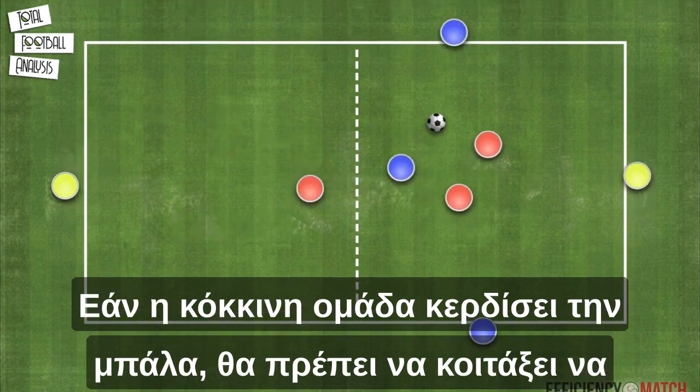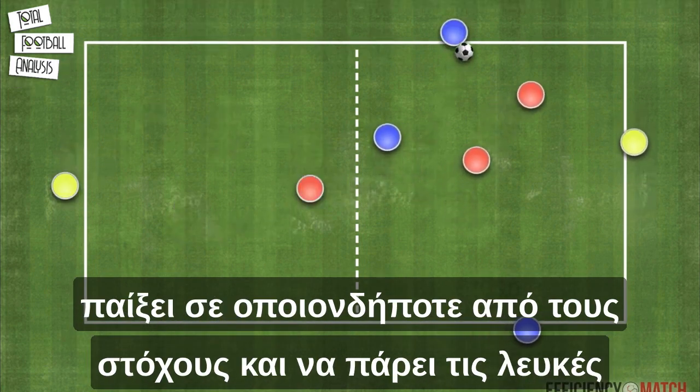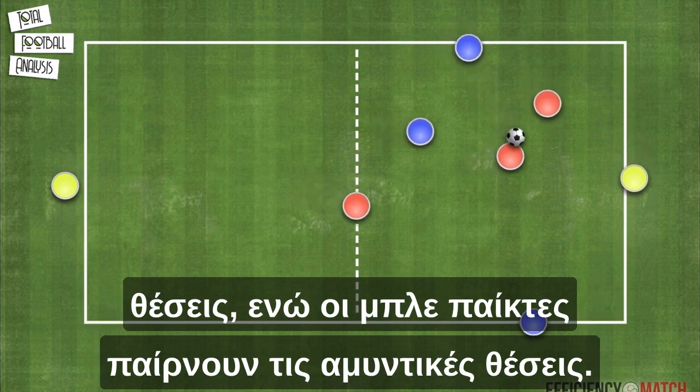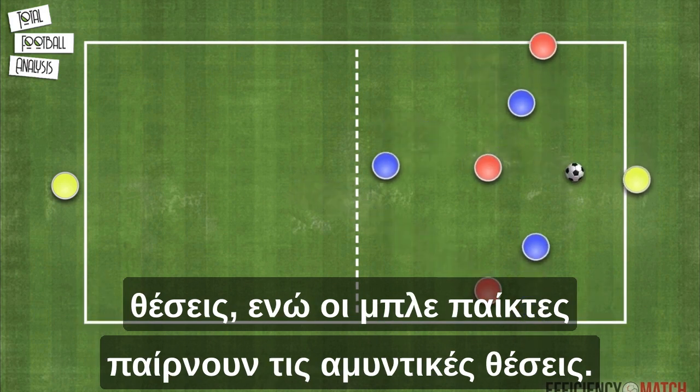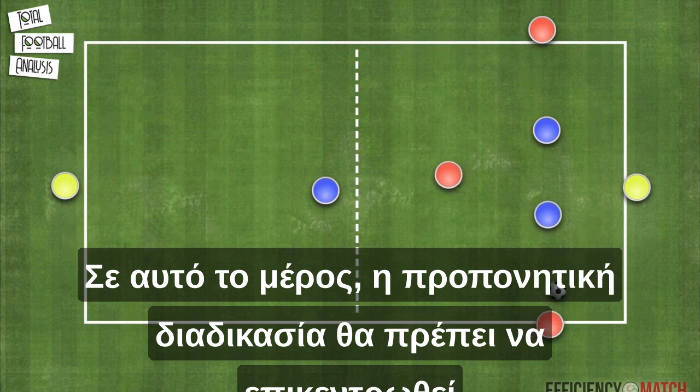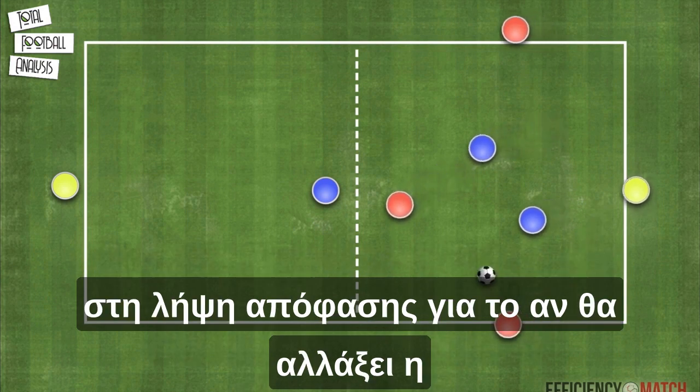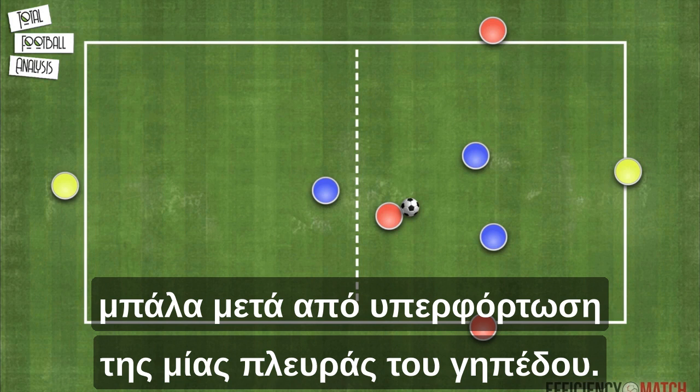If the red team win the ball, they should look to play to any of the targets and take in the wide positions, while the blue players take in the defensive positions. In this part, the coaching process should focus on the decision making whether to switch the ball after overloading one side of the pitch.